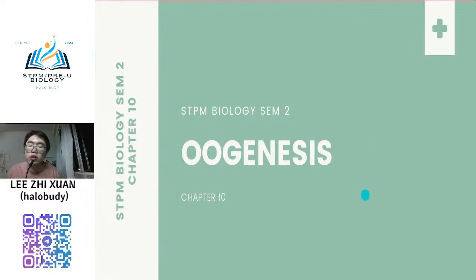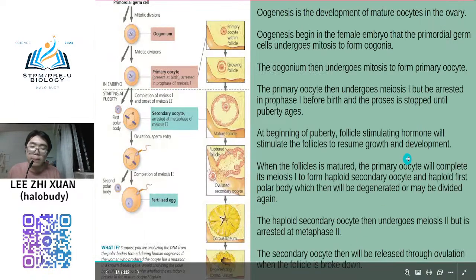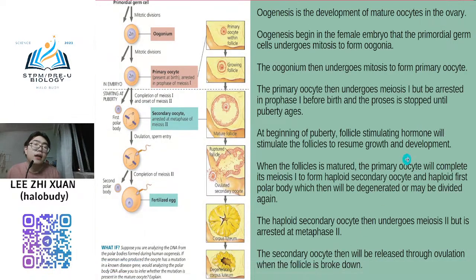Next we will talk about oogenesis, which is the formation of the ovum in the female. Compared to spermatogenesis, it is more complicated in the female. Female is more complicated than male in terms of oogenesis, the formation of the ovum and sperm. Oogenesis, as we know, also initially starts from primordial germ cells in the embryo.